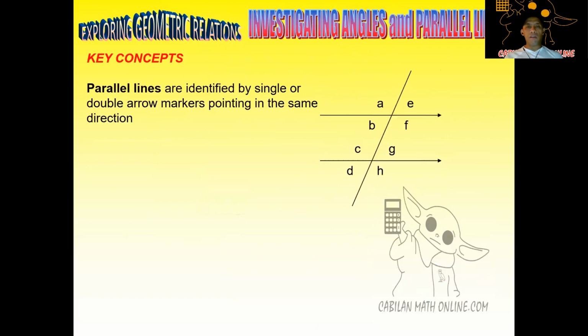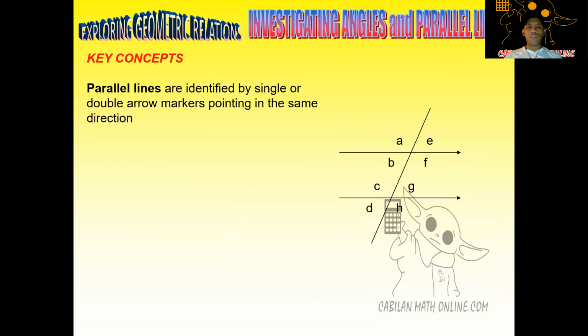So what we have here are two parallel lines. As you know, we have two lines going from left to right. Quite often you also have double arrows to indicate parallel lines, showing that they're going the same direction. So these two lines going from left to right will never meet, because those are parallel lines. Now, there are four relationships that we need to understand when we're dealing with parallel lines.